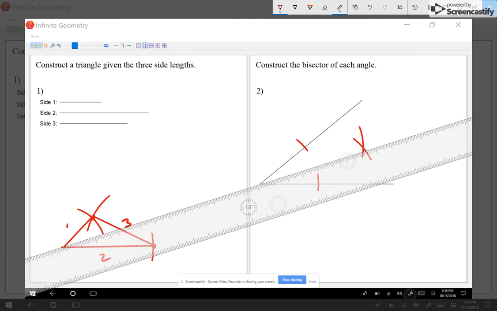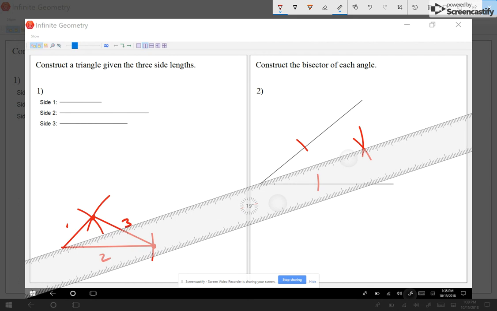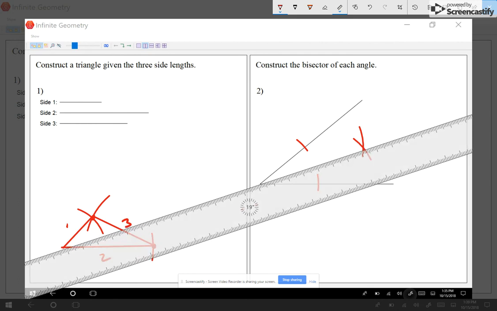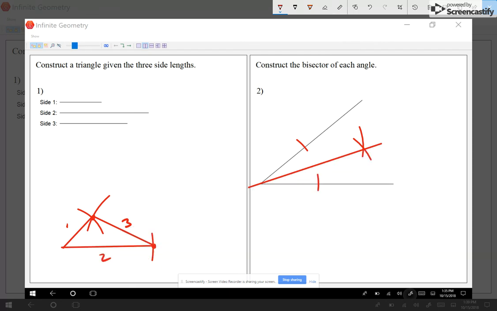Let me fix that a little bit better. So remember, I'm connecting the vertex of the angle with the intersection that I made. And that's basically bisecting the angle, cutting the angle in half.